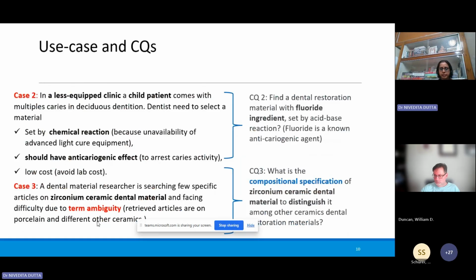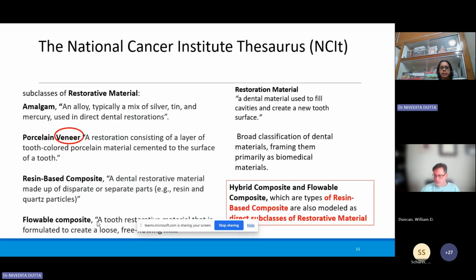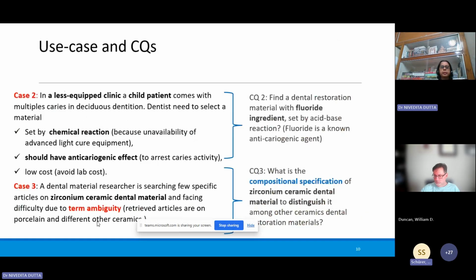These are the other use cases, like use case 2. Suppose in a less equipped clinic, a child patient comes with multiple caries in deciduous dentition. So dentists need to select a material which sets by chemical reaction and which should have an anti-cariogenic effect and preferably be of low cost by avoiding the lab costs. So from this, the competency question is: find a dental restoration material with fluoride ingredient set by acid-base reaction, where fluoride is a known anti-cariogenic agent from the clinical level.